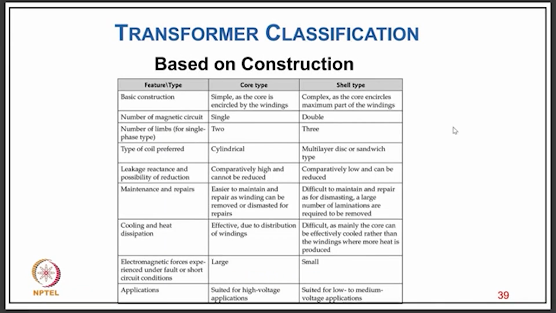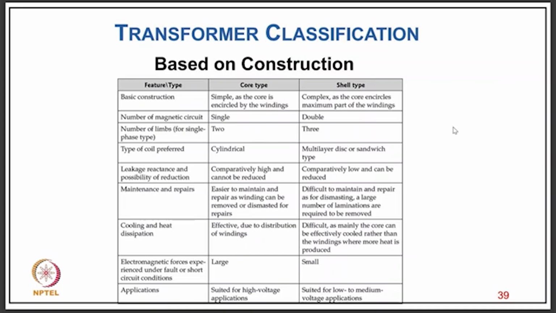And this is a comparison of core type and shell type transformers. The core type is of course encircled by the winding, and the shell type is more complex, with the core encircling the maximum part of the winding. The number of magnetic circuits is single in the case of core type, and in shell type there are two magnetic circuits from both sides of the yoke portion. The number of limbs for single phase is two in the core type, and in the shell type there are three limbs.